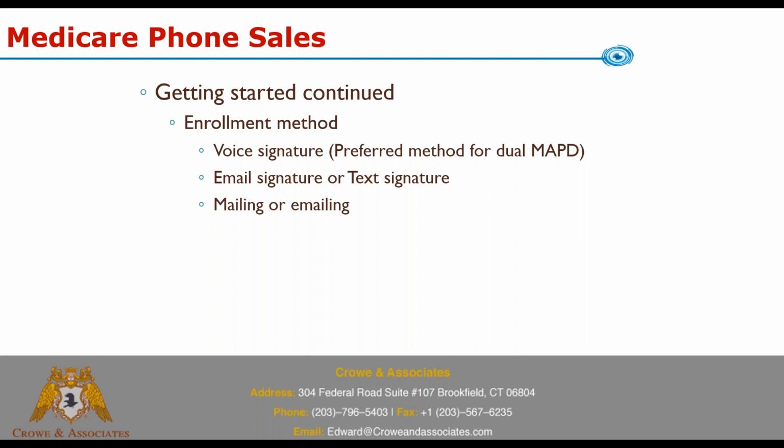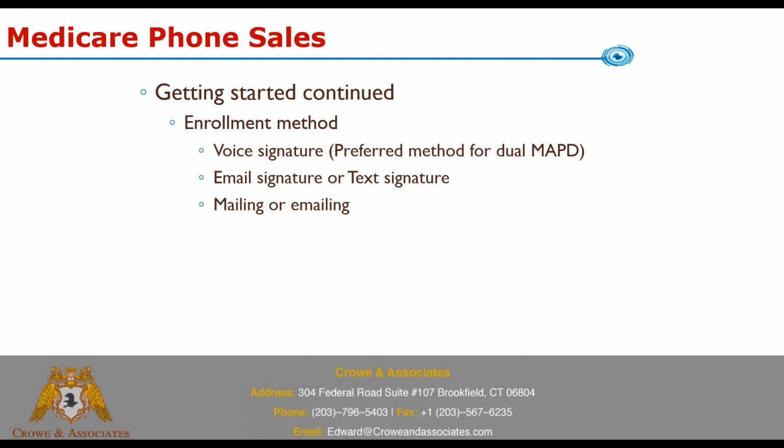I would say voice signature, meaning just voice, no email, no text, would probably be the preferred method for agents that focus on dual clients, for dual enrollments. Because a lot of times, believe it or not, you still get duals who maybe aren't using email or even text for that matter. So voice signature is great. It can be used for all lines of products, but you see it the most used when people are focused on dual clients.